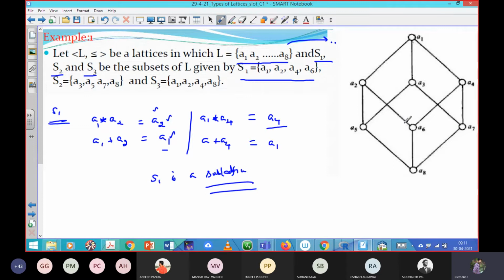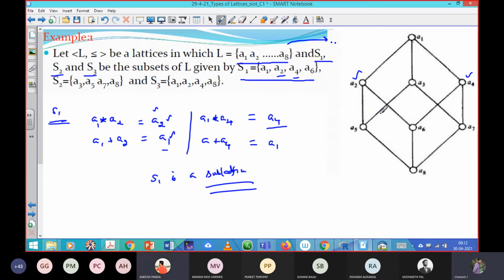S1 is a sublattice. Here it is very important to check between A2 and A4, because both lie on opposite sides. It's your duty, you need to check. Likewise, A2, A6 is not required to check. Sometimes it is enough to check, but it is required because it might have another element which lies in the other subset. Your duty is to check between every pair of the vertices of the subset, then you can confirm whether it is a sublattice or not. Have you understood the first example? Is it clear?